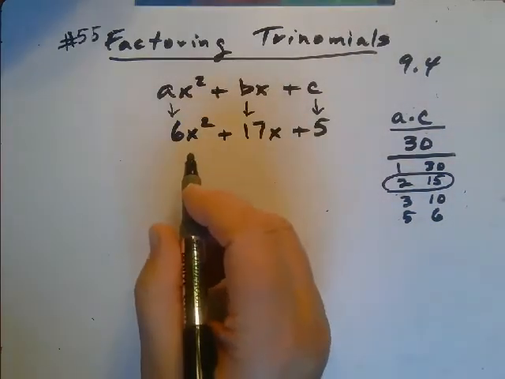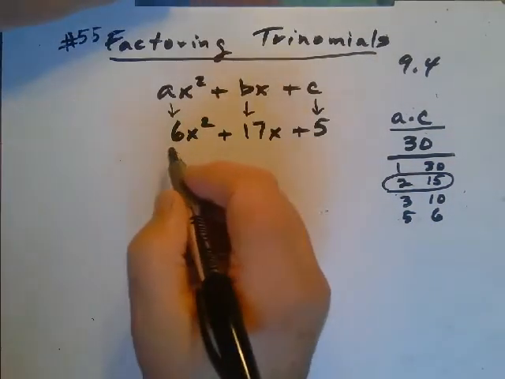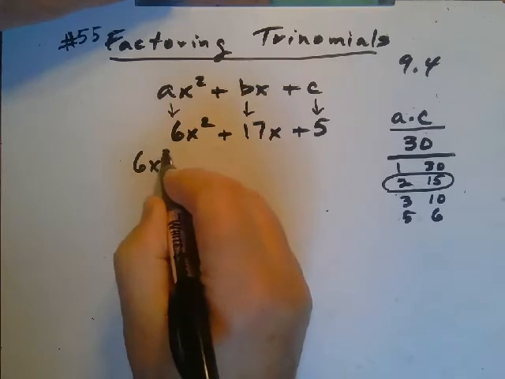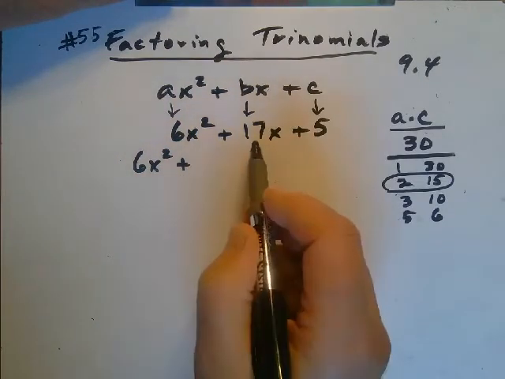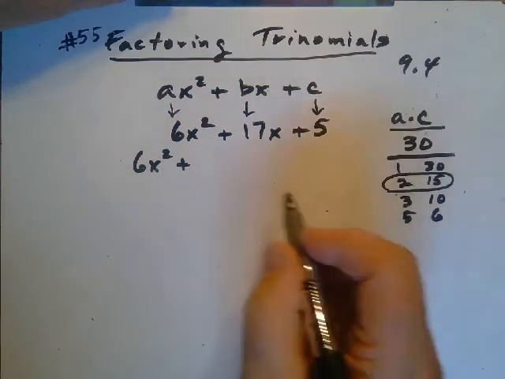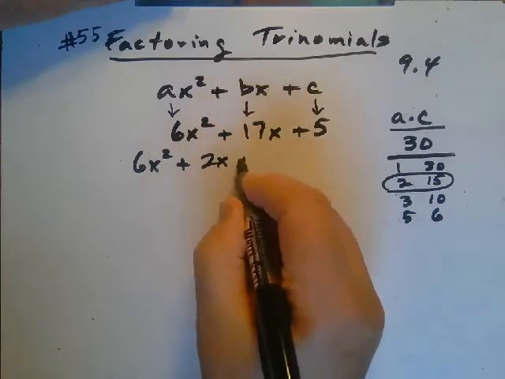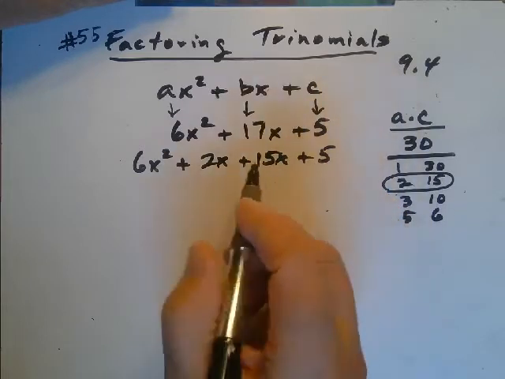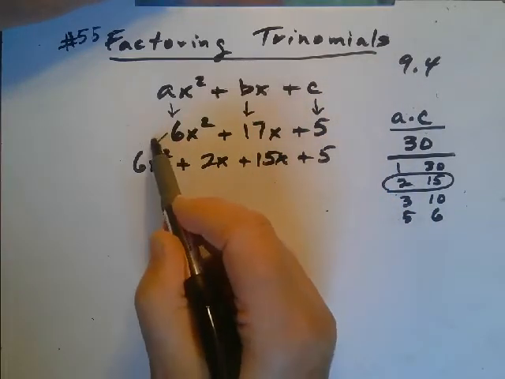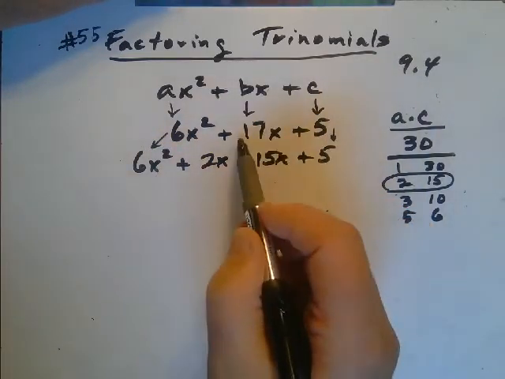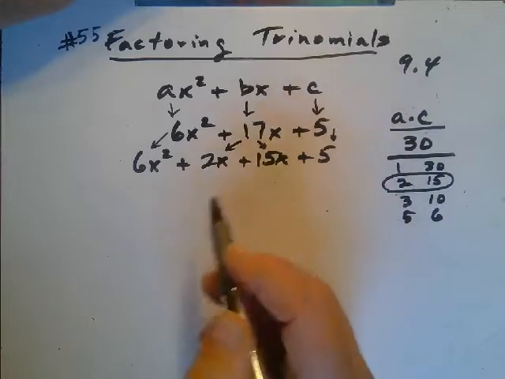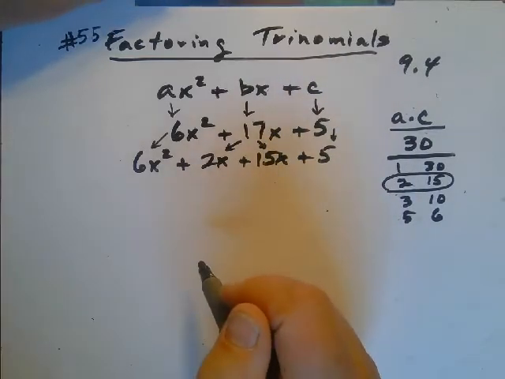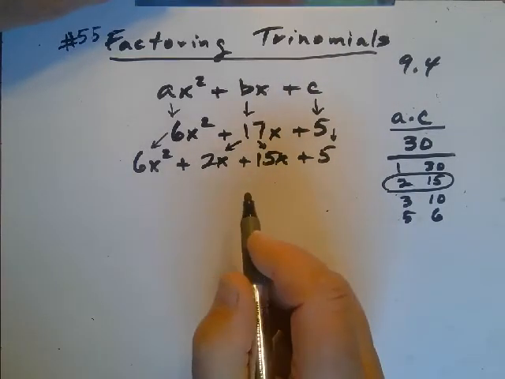Okay. Next step. Rewrite the trinomial splitting the middle term. So I'm copying this over, but I'm going to split 17x into 2x and 15x. Notice the x is coming along with it. I bring everything else straight down. That comes down, this came down, and these two split. All right. Now we're ready to go back up to factoring by grouping.